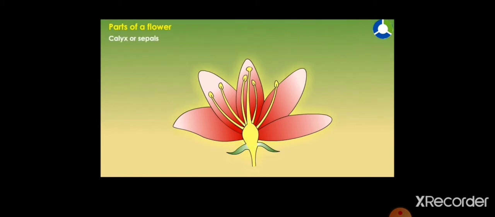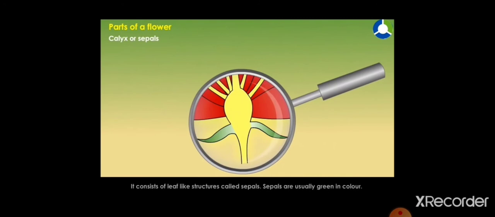Second, calyx or sepals. The outermost whorl of a flower is calyx. It consists of leaf-like structures called sepals. Sepals are usually green in color. Sepals also protect the flower during the bud stage.